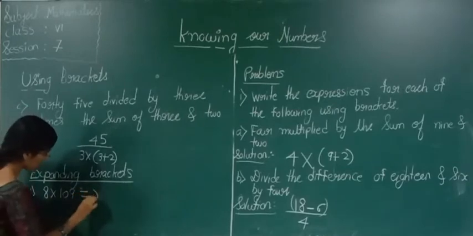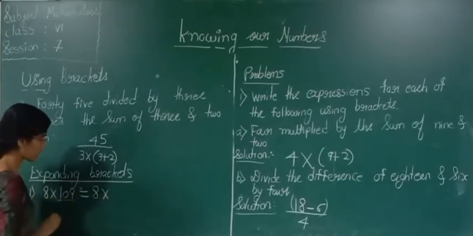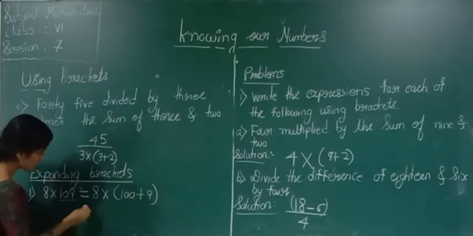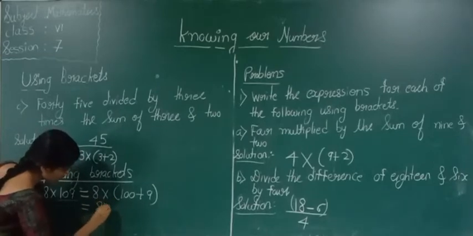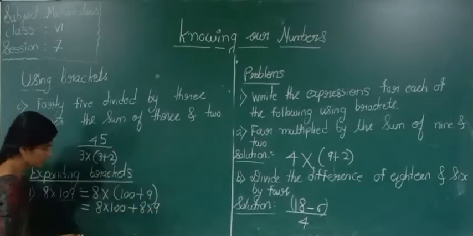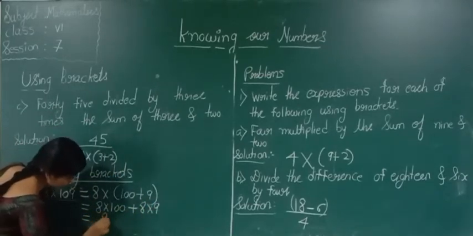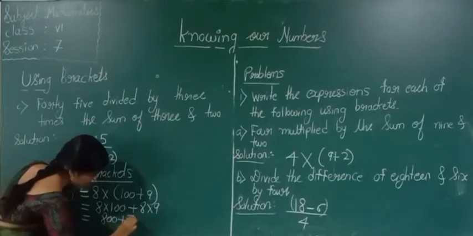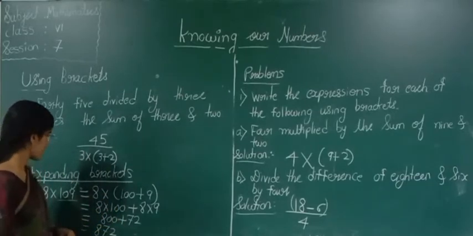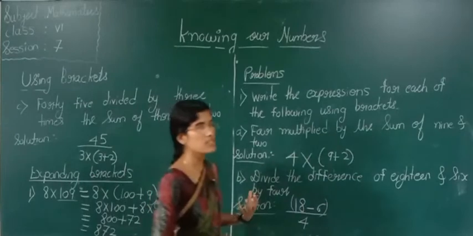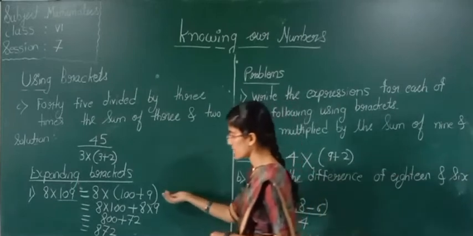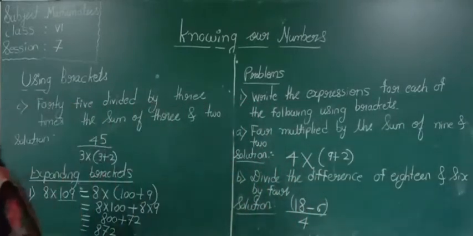Okay, by using brackets we are going to expand this. See, 8 into 109 can be written as 100 plus 9. Now see, 8 multiplied by 100 plus 8 multiplied by 9. 8 multiplied by 100 is 800 plus 8 9s are 72. Answer is 872. Say, if you use brackets, the answer will come so systematically, right? We will follow very systematic steps.